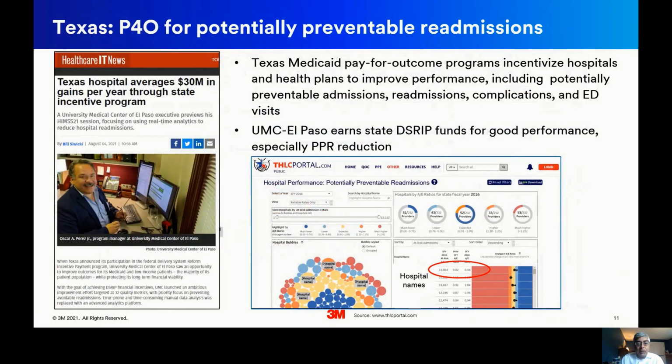Again, I wanted to also show how a particular system, in this case in El Paso, the University Medical Center at El Paso, was able to take these principles and apply them to their own environment. In this case, they not only have better patient experiences around readmissions, but also are being recognized for delivering that higher quality of care in terms of extra incentives.